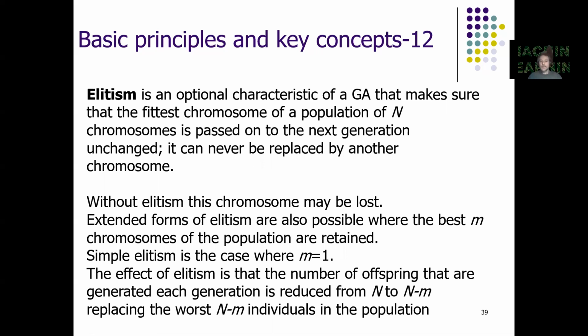It is possible to extend this concept and apply elitism to the best M chromosomes. So the best M chromosomes, 2 or 3 chromosomes, are going to remain in the population. And then you keep these M individuals in the population, and you use N minus M individuals in the next generation from the offspring, basically. Okay, so the M are going to remain, and the rest of the population will be the result of reproduction.